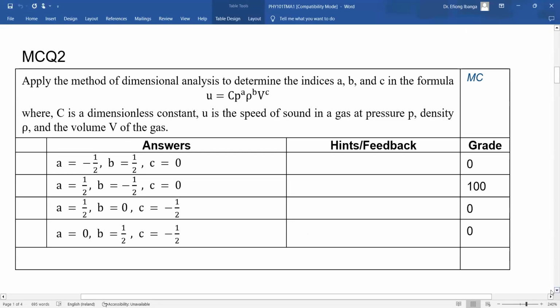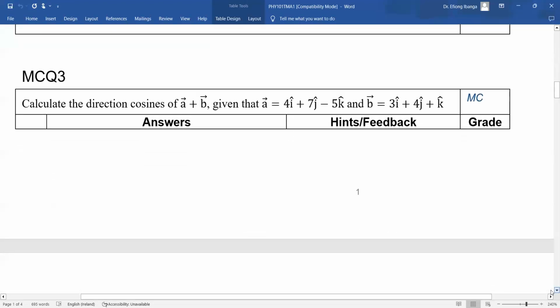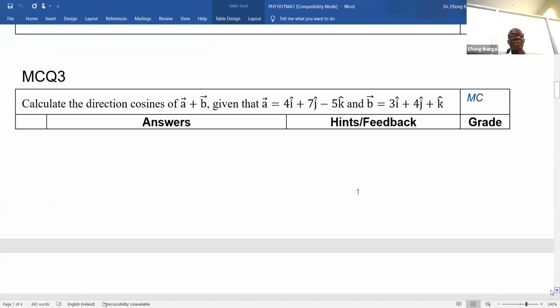That is question MCQ2. Now calculate the direction cosines of A plus B, given that A is equal to 4 I hat, 7 J hat minus 5 K hat, and B is equal to 3 I hat, 4 J hat plus K hat. Now, what do I, J, K represent? Who knows?